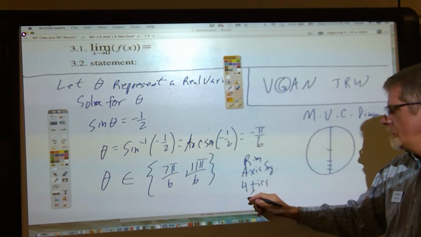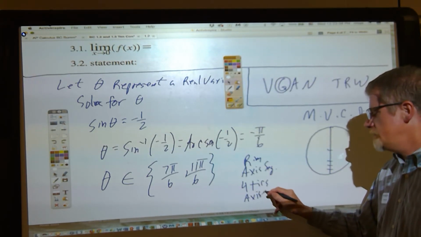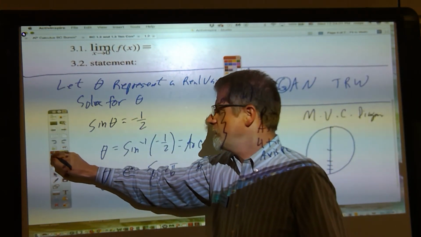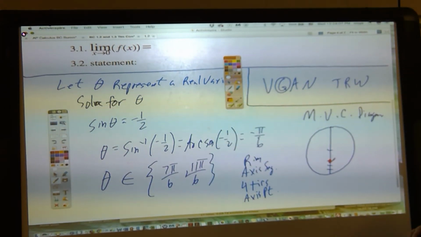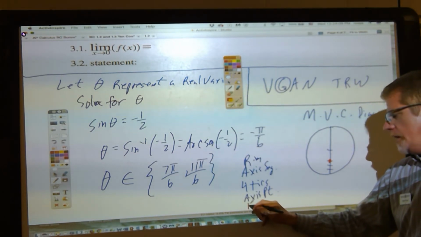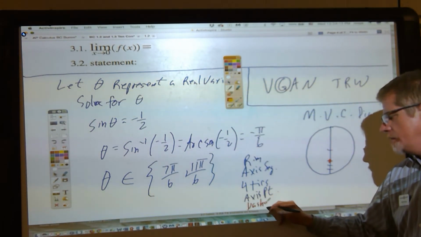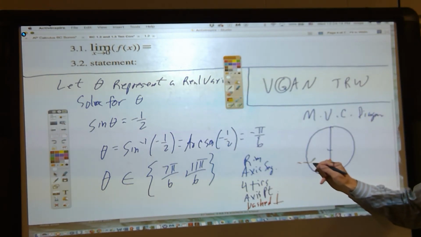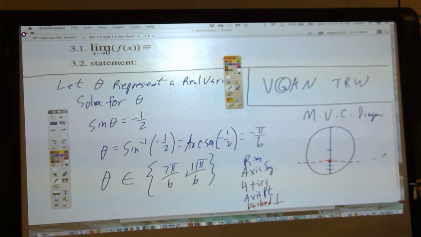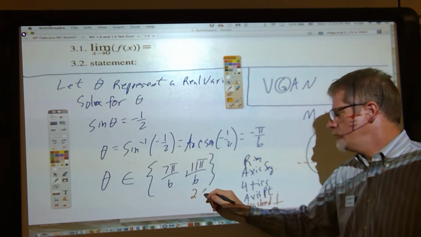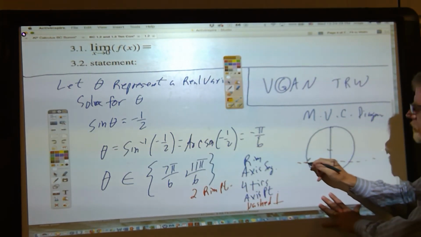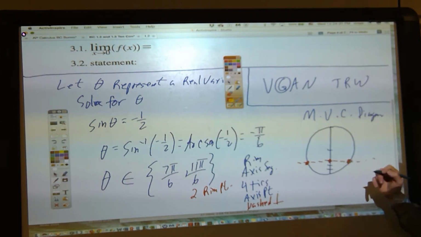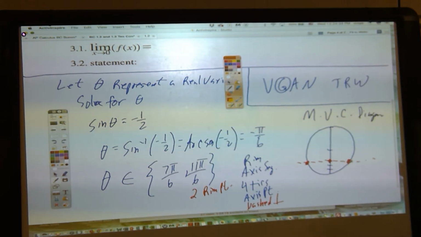4 tick marks. And the axis point. So the axis point will be at -1/2. So just put -1/2. Then a dashed perpendicular, so put a perpendicular dashed line through the axis point. And then 2 rim points. So notice where the dotted line goes through the rim. Put 2 points there. Those are the terminal points of the solutions.